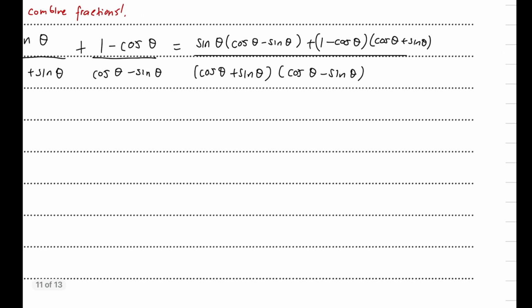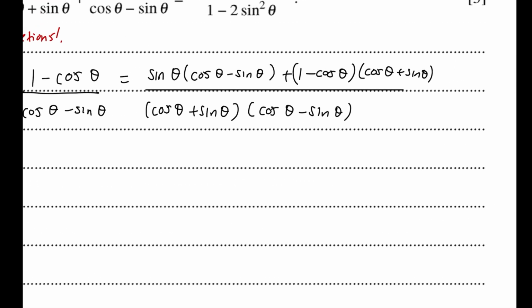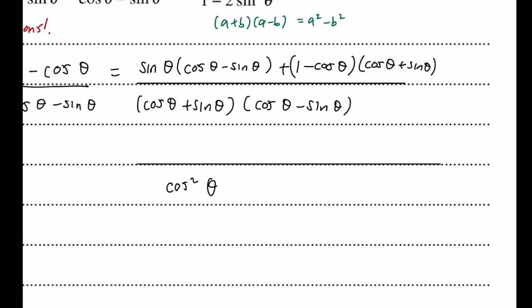Nah, it's kind of long. So if you look at the bottom part, it's kind of familiar because we have a plus b times a minus b equals a square minus b square, right? So the bottom part will give us a square minus b square. So cos square theta minus sine square theta, a plus b, a minus b, a square minus b square.